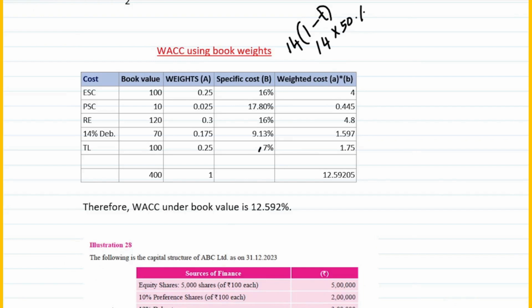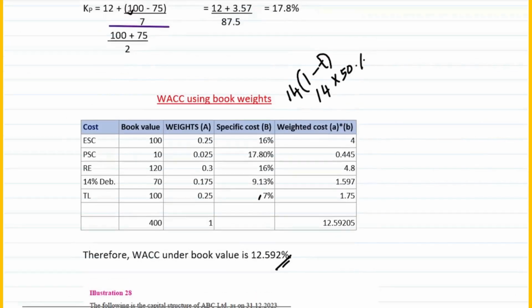Now what do I do? I find the weighted cost, that is weights multiplied by specific cost. So how did we calculate weights? Weights are calculated as individual divided by total of the individual cost elements. So weighted cost is 25% of 16%, 0.025 of 17.8, and likewise I've calculated the weighted cost, and then I've aggregated all of this, and my weighted average cost of capital is 12.592. I hope we are clear with this portion.